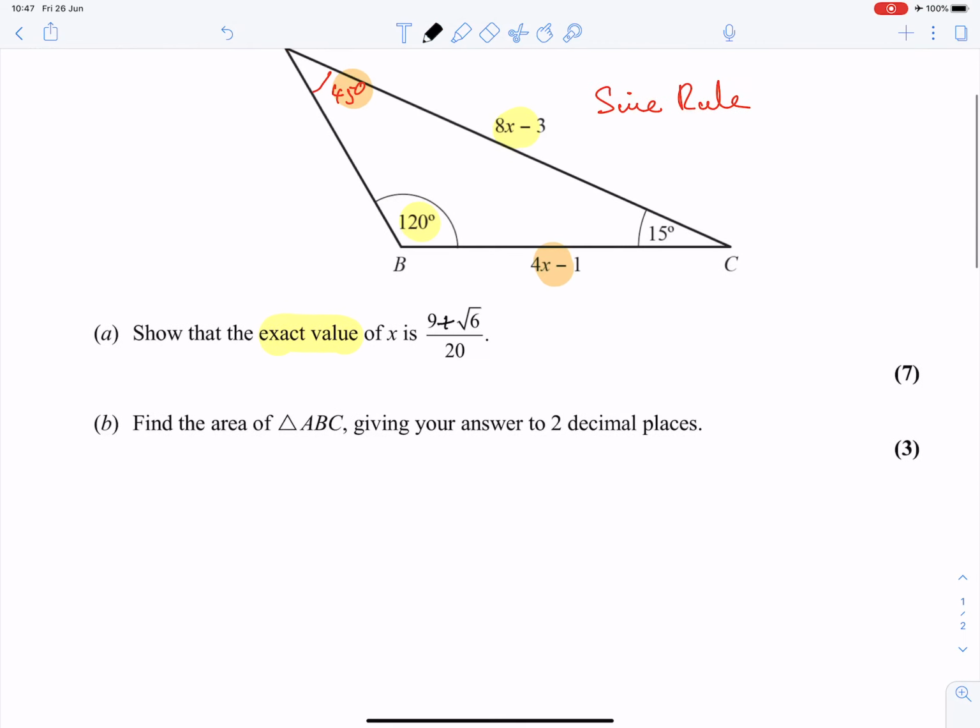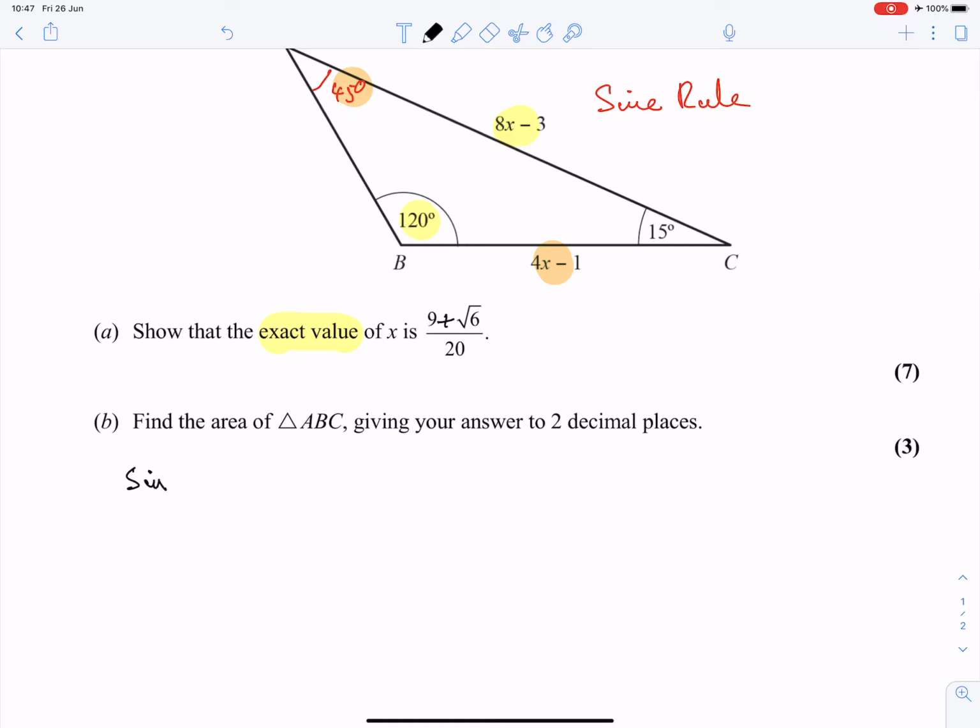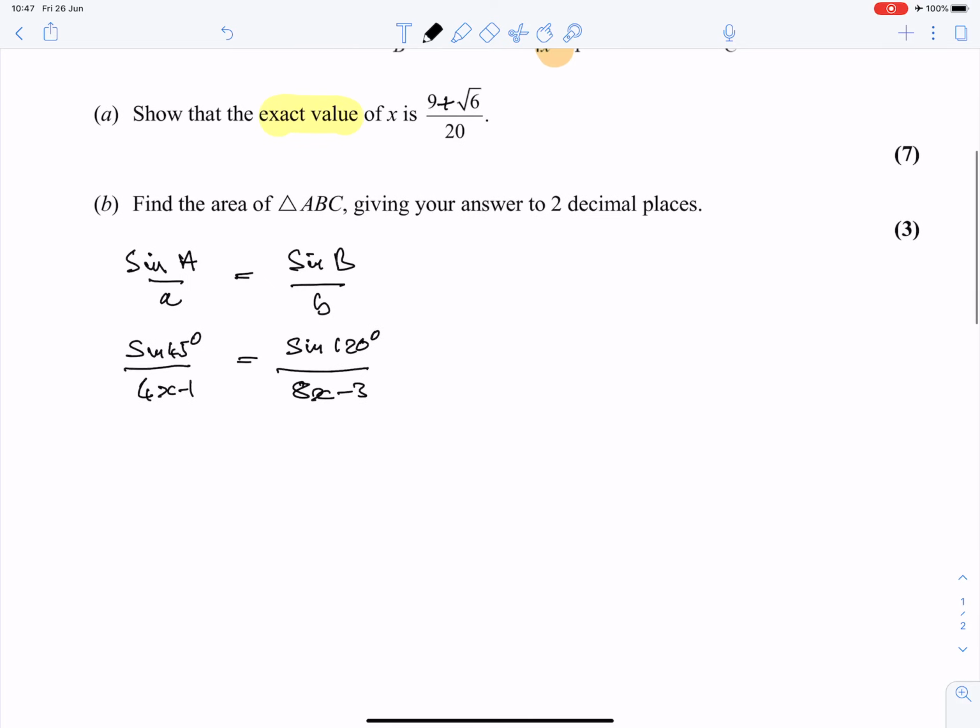So we should be able to generate an equation using the sine rule. Sine A over A is equal to sine B over B. Substituting in, sine of 45 degrees over 4x minus 1 must equal sine of 120 degrees over 8x minus 3. And now we've got to solve it.